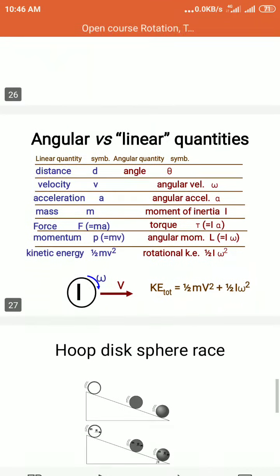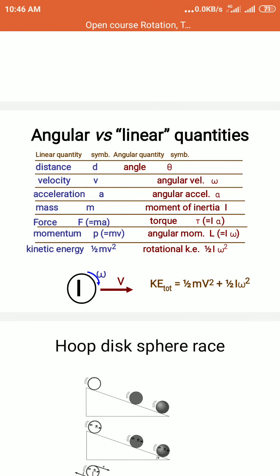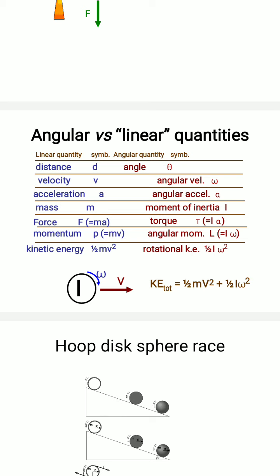So let us start today's class. We have compared the angular versus linear quantities of a body which is moving. If you have linear movement, the first column will have distance, velocity, acceleration, mass, force, and momentum, which are linear quantities. In angular quantities, the corresponding terms will be angle, angular velocity, angular acceleration, moment of inertia, torque, and angular momentum.